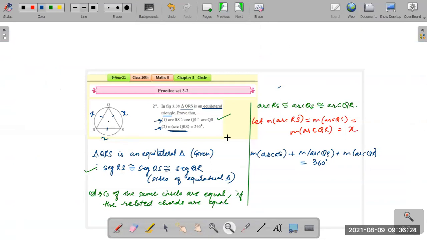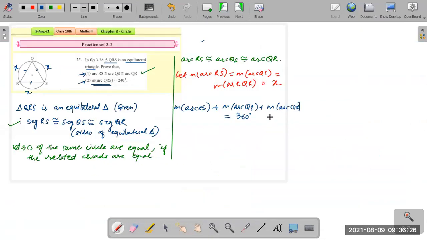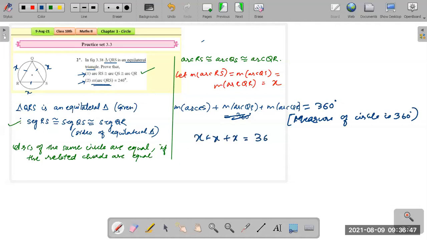Now, what is the reason for this? We know the measure of a circle is 360 degrees. Okay, I'll write it out over here. This is 360 degrees. What is the reason? Because the measure of a circle is 360 degrees. All right. So X plus X plus X, the total is 360 degrees, and therefore 3X equals 360, and thus we have X equals 360 upon 3, that is equal to 180 degrees.